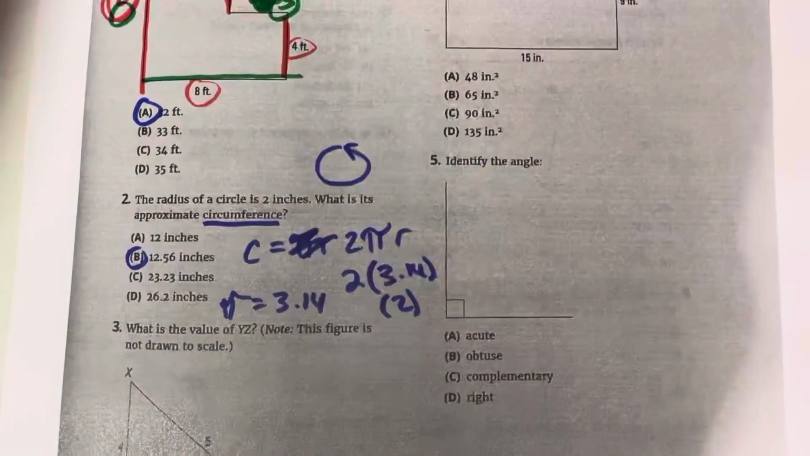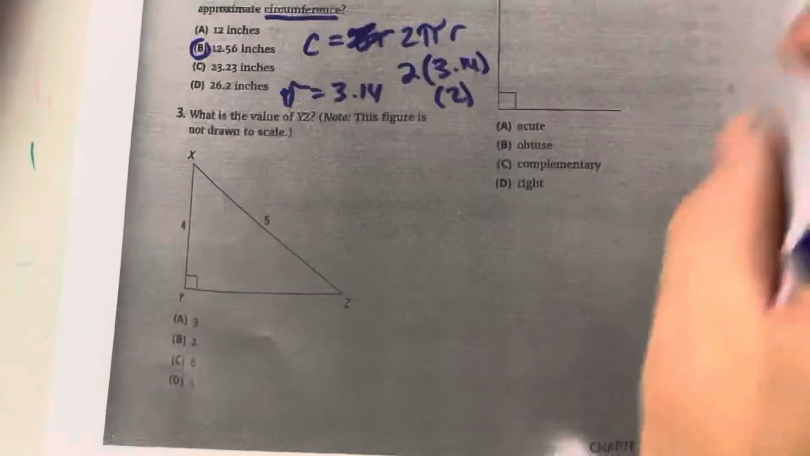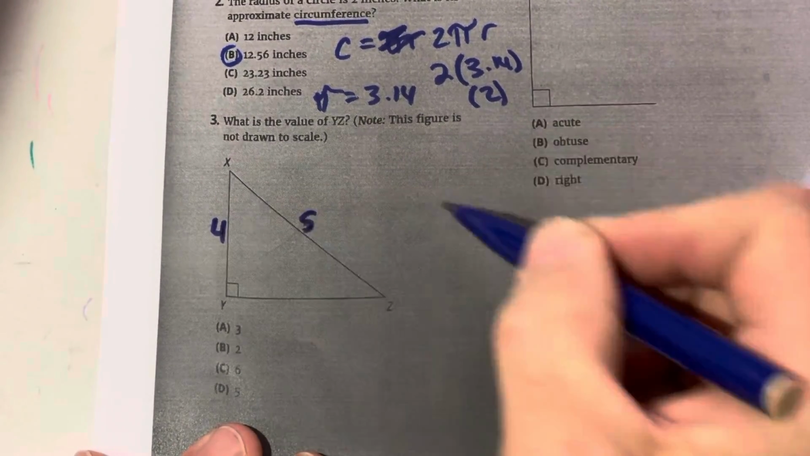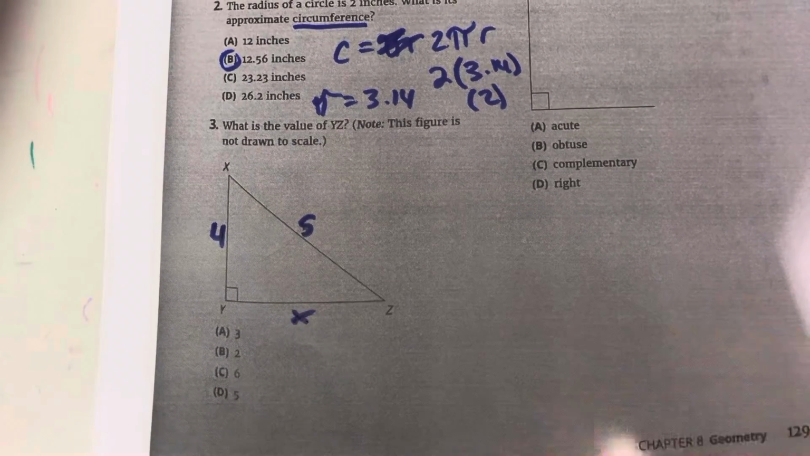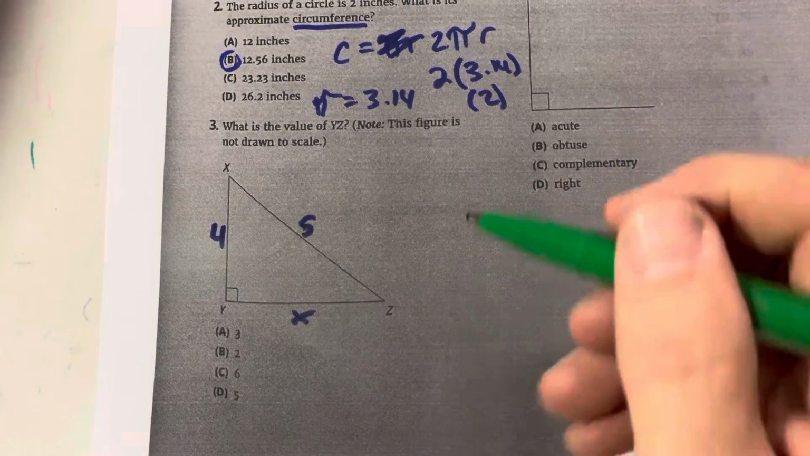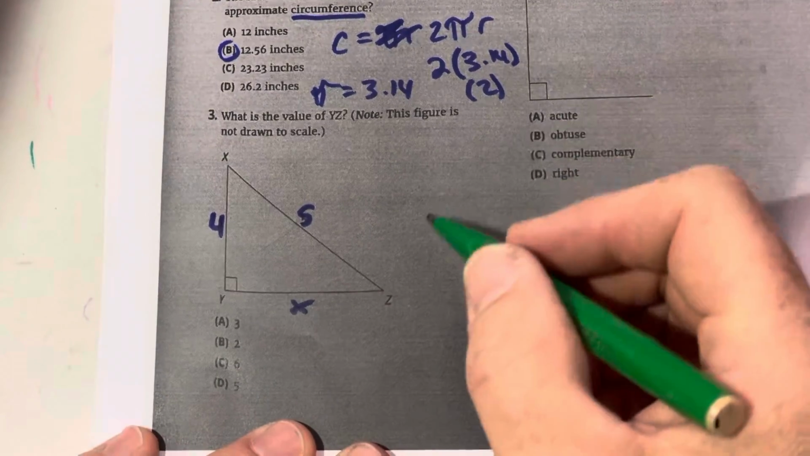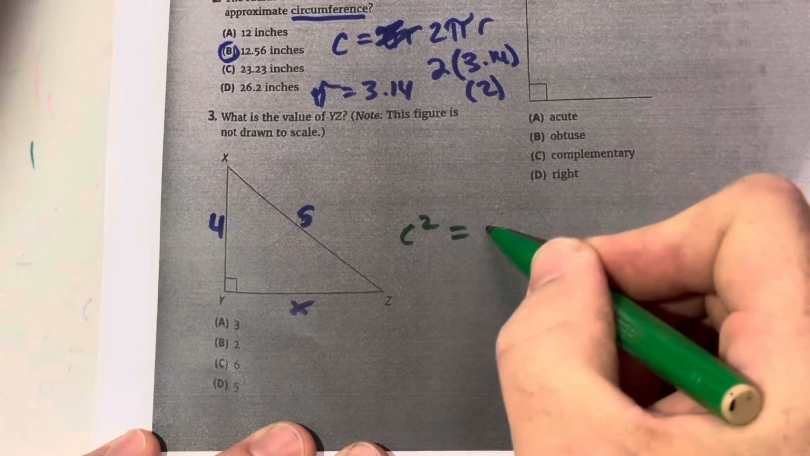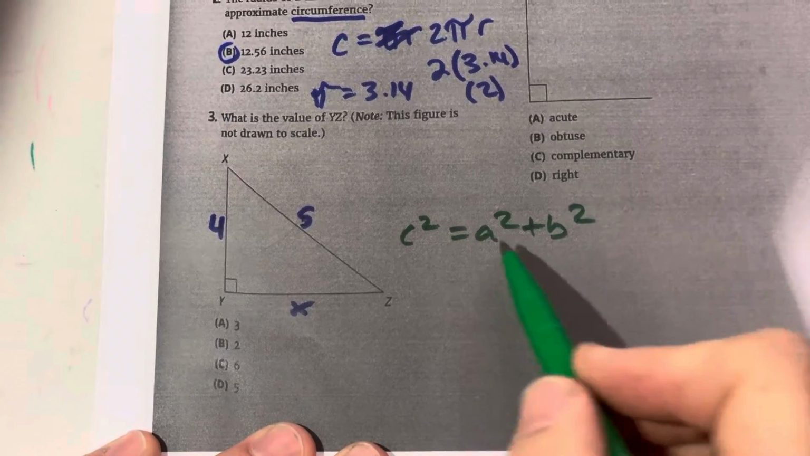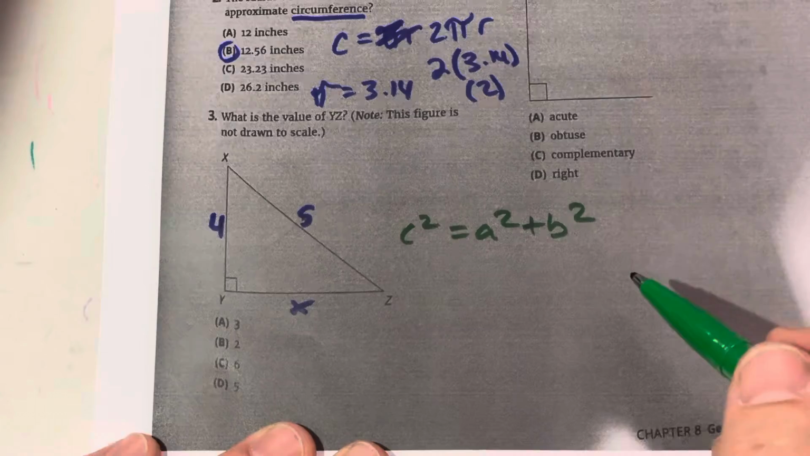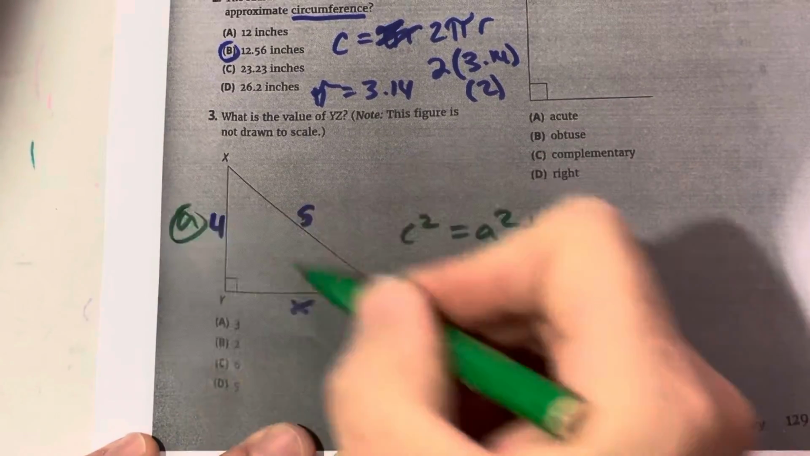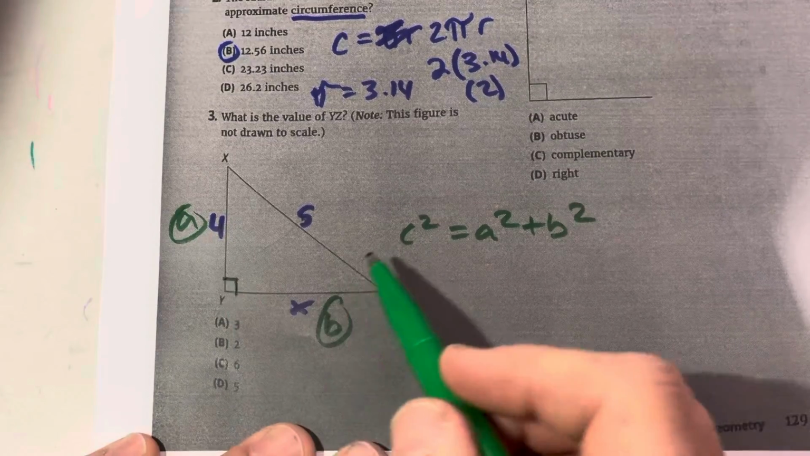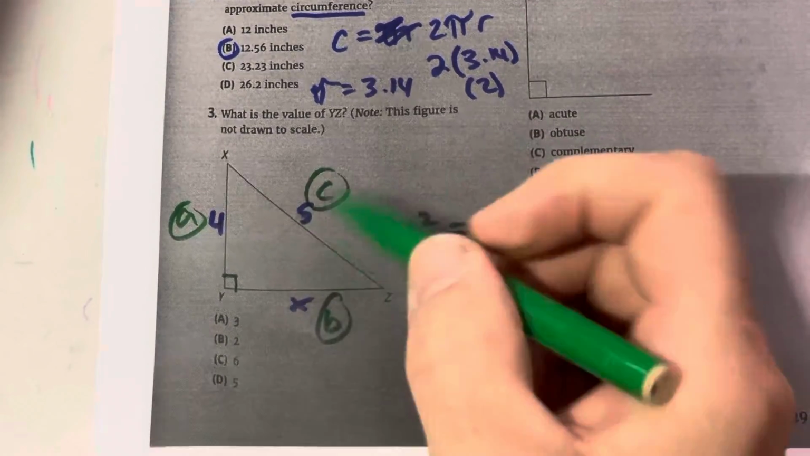Number 3, what's the value of YZ? All right, well, this side, notice, is a right triangle. I've got a 4 over here and a 5 over there. YZ is right here. This is the Pythagorean theorem, guaranteed to be on this test. The formula is C squared equals A squared plus B squared, or A squared plus B squared equals C squared. So this is what you got to do. A and B are always the sides connected to that right angle right there. C is always going to be the hypotenuse.